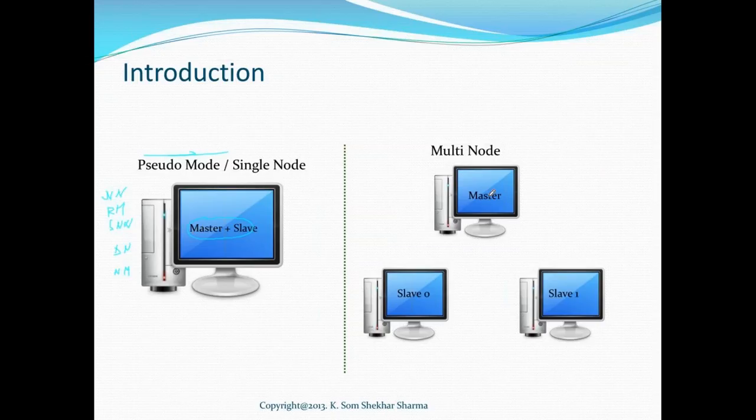In a multi-node Hadoop setup, you designate one of the machines as the master machine and the rest of the machines become slaves. The master will have only three processes: name node, secondary name node and resource manager. The slave machines will have two processes running: data node and node manager. Nobody stops you from configuring your master machine to also act as a slave, and then it will also have two more processes, data node and node manager, running on that machine.